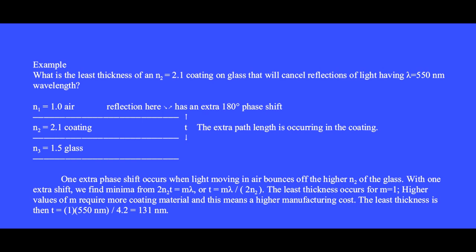Since we have one extra 180-degree phase shift, we swap the usual equations for min and max reflections. We find the minimum thickness from 2 n2 t equals m lambda. The least thickness occurs for m equal 1. Higher values of m require more coating material, and this means a higher manufacturing cost. Leaving the wavelength in nanometers gives the thickness of the coating as 131 nanometers.